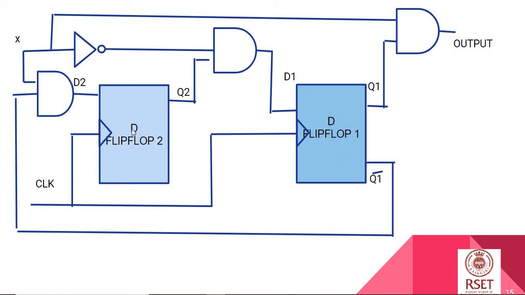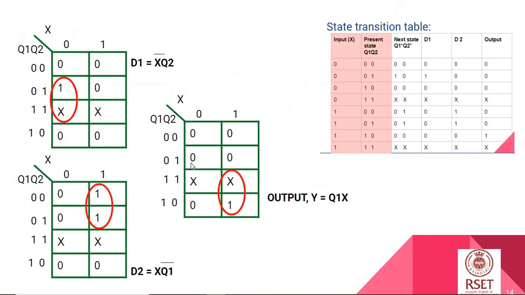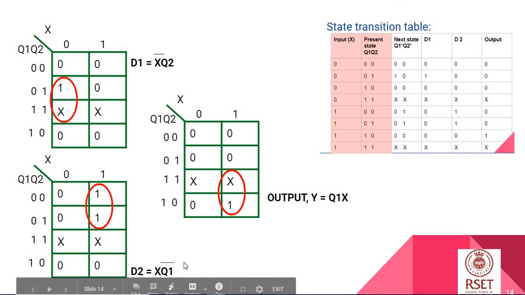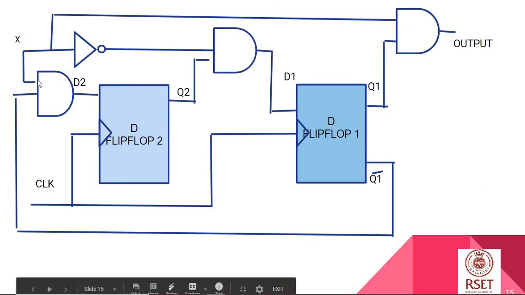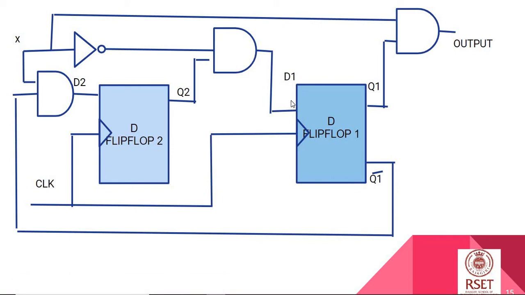That is, we have 2 flip-flops. This is the D2 flip-flop and this is the D1 flip-flop. And we know from the expression that D2 is X Q1 bar. And D1 is X bar Q2. And our output is Q1 X. So we can see this is a Mealy design where our input has a direct effect on our output. So the output depends on the current state and also on our input X.